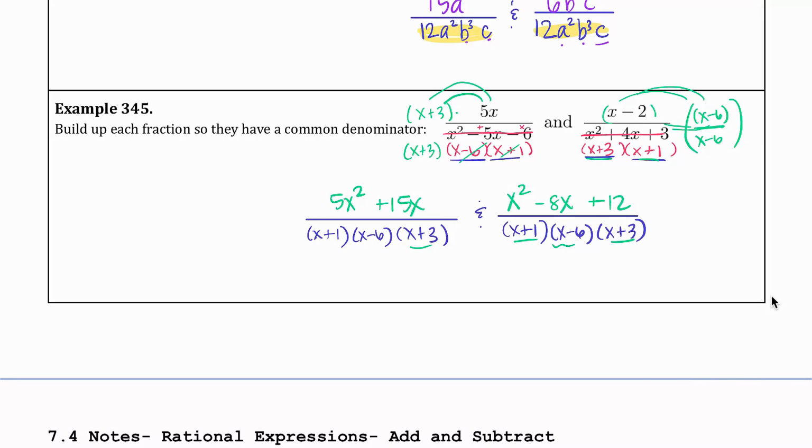All right, so we now have built them up where they have a common denominator right here and right here, and we've changed our numerators so that they match. Then in the next section, we will be using that to help us add and subtract with those common denominators.